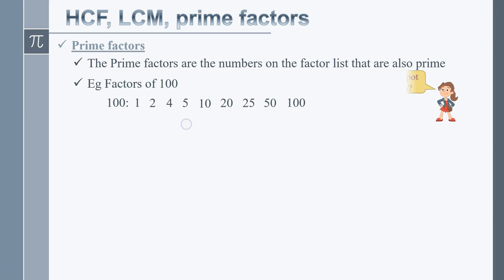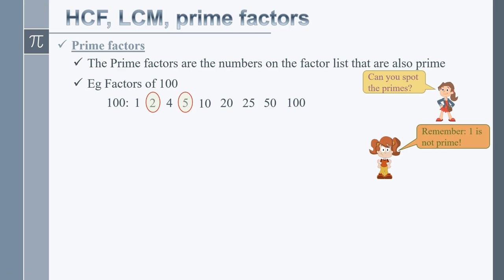And then what we now need to do is look for the primes. So can you spot them? Which ones on that list are the prime numbers? And hopefully you'll have spotted 2 is prime, 5 is prime, and remember we said earlier 1 is not a prime number, so it's not a prime factor. The prime factors are 2 and 5.